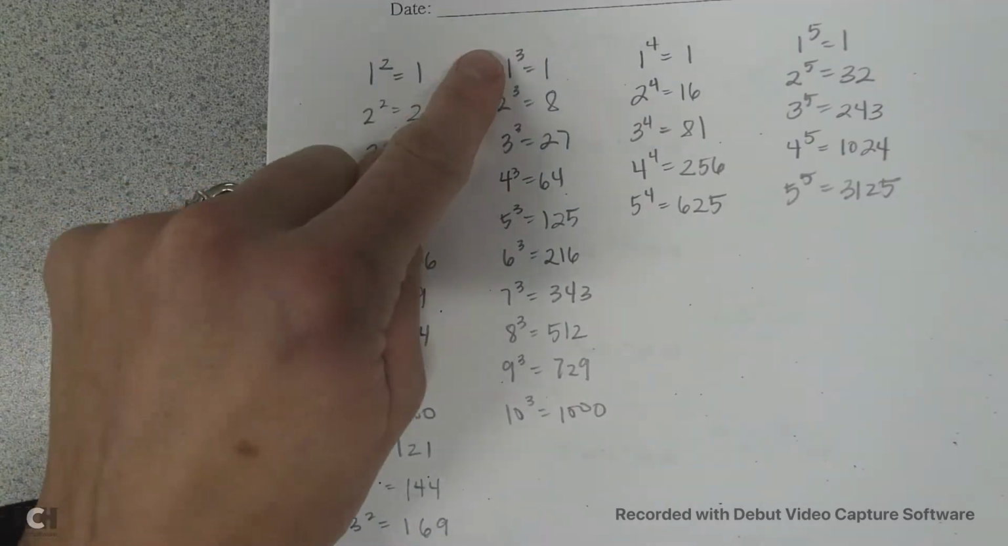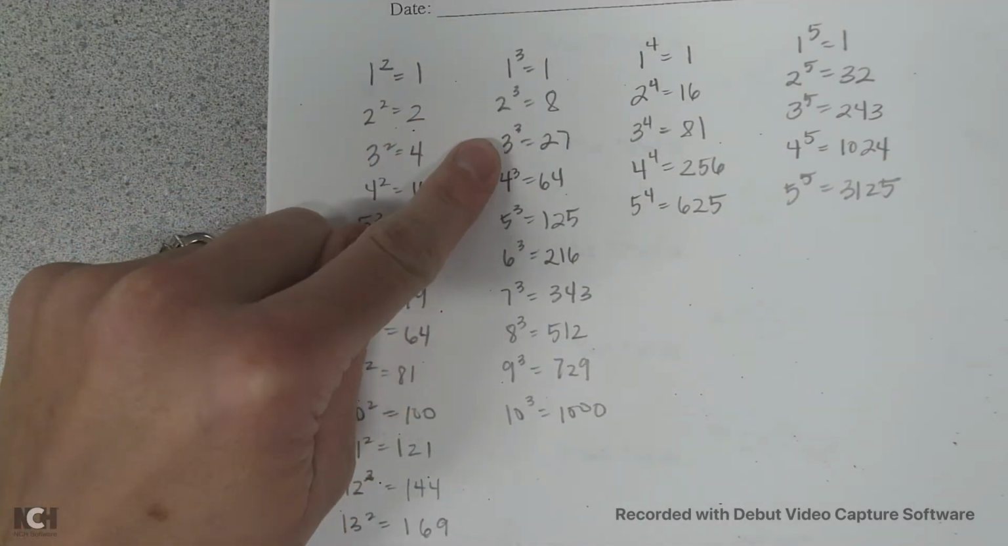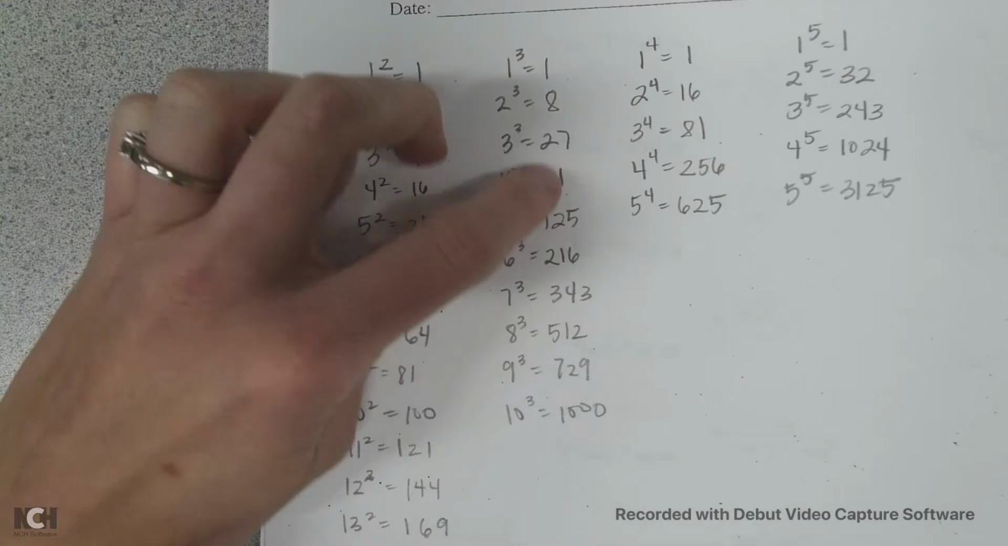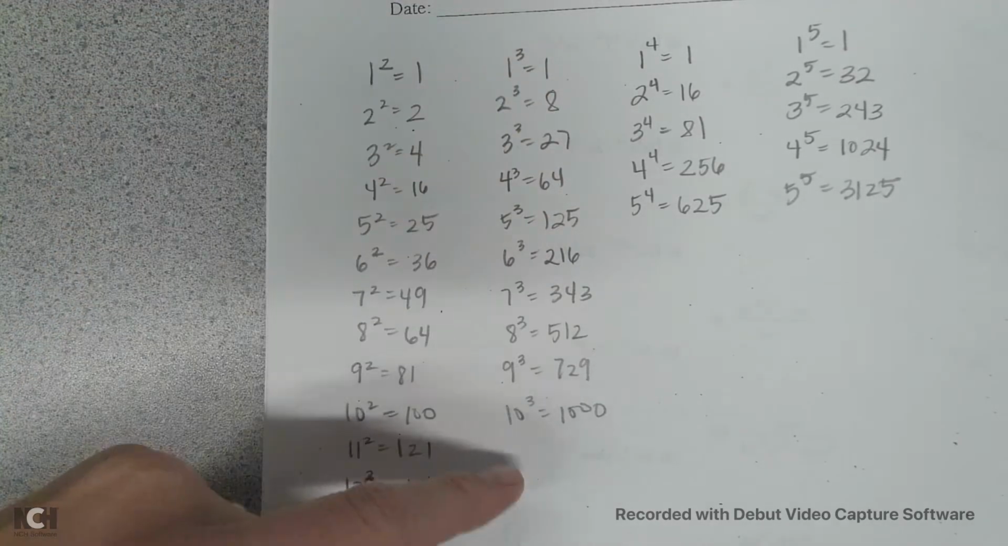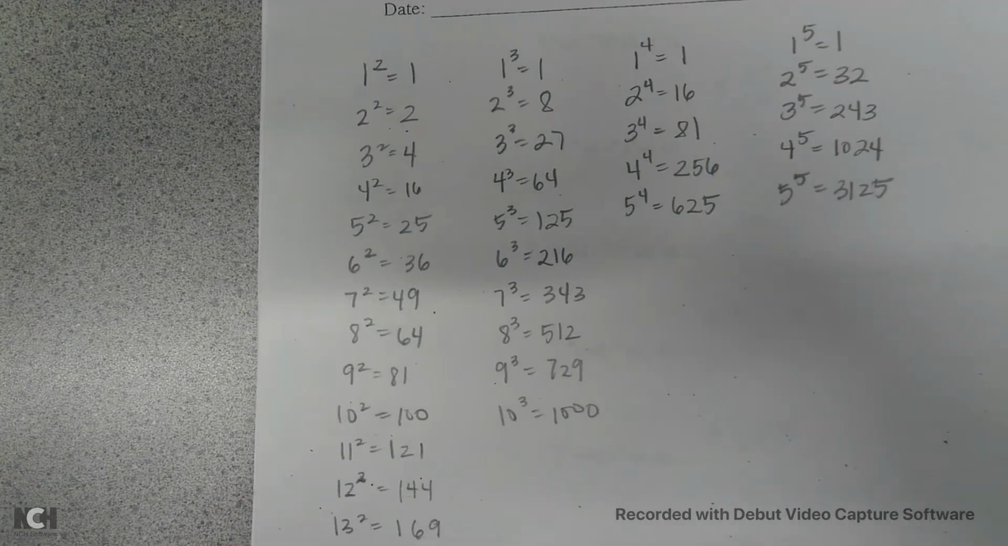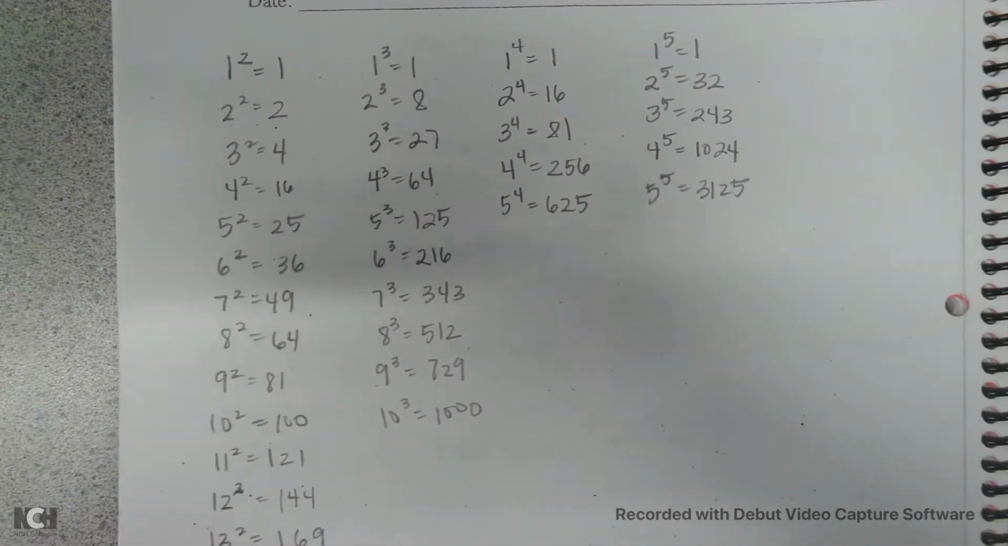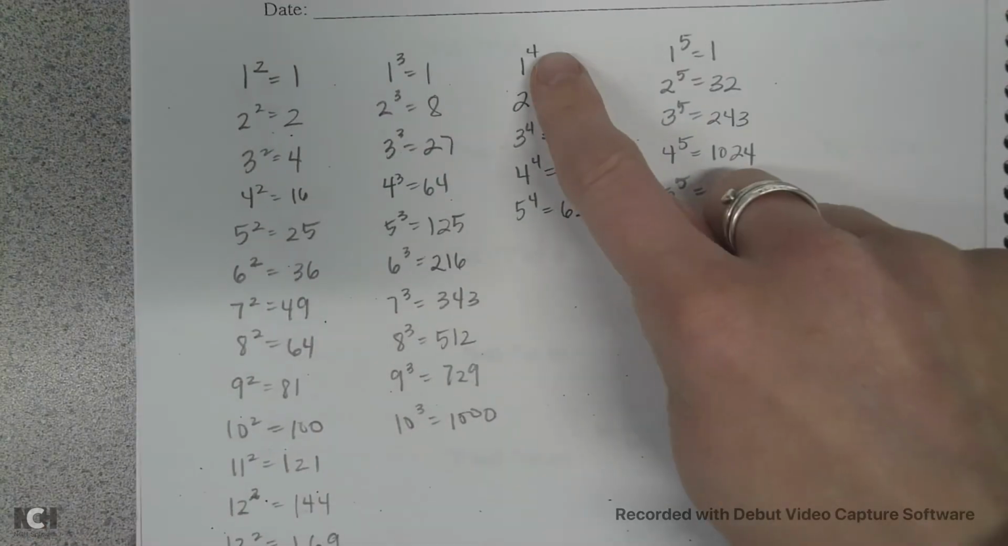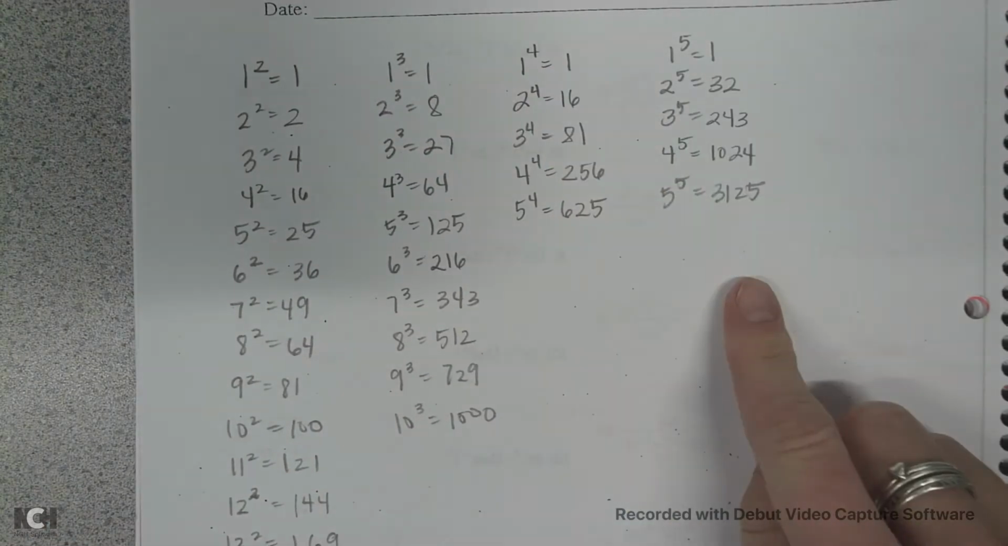And then you have the cubes: 1 cubed, 2 cubed, 3 cubed is 27. These ones you'll use a lot more than the larger ones, so I only went up to 10 cubed. And then we have, oh, we're kind of tilty. Oh, that's much better. Then we have the 4th power, and then the 5th power.